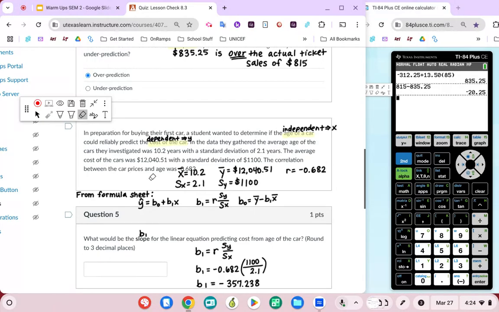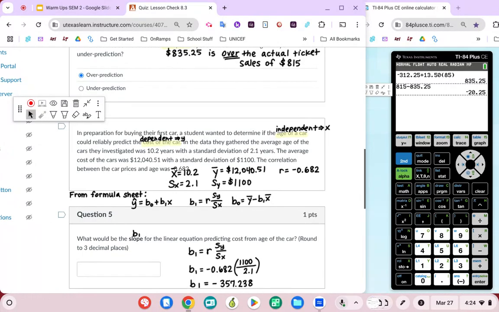$12,040.51 and with a standard deviation of $1,100. The correlation between the car prices and age was 0.682.